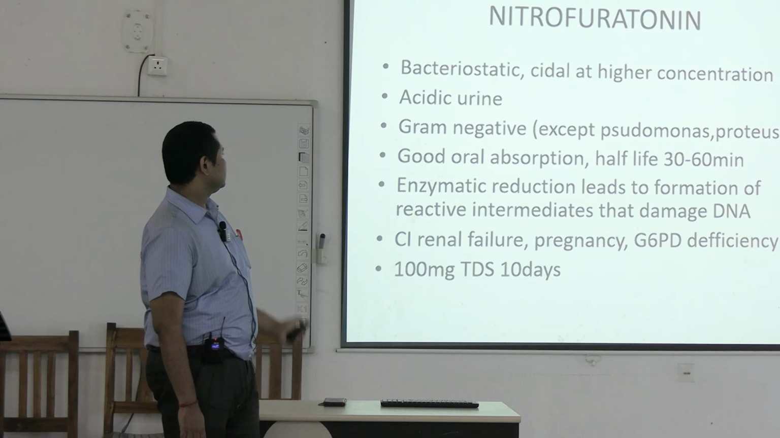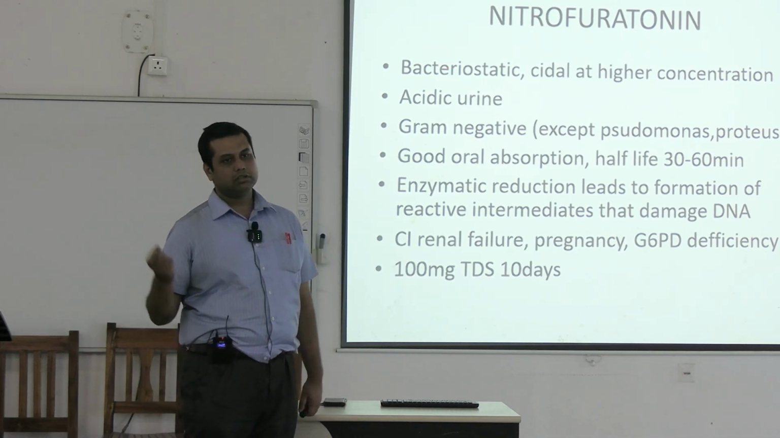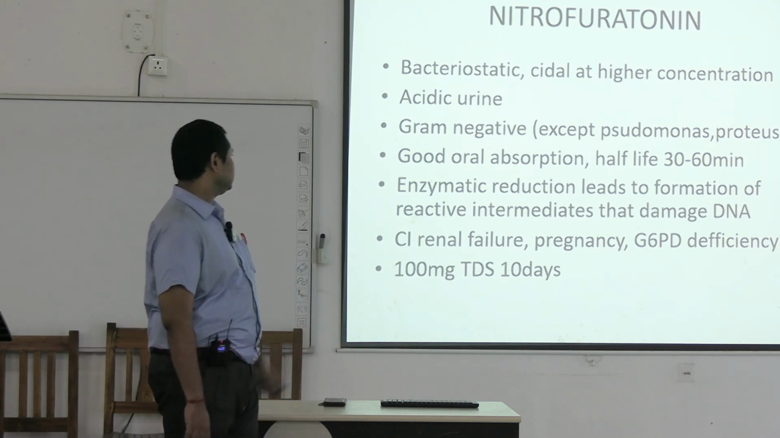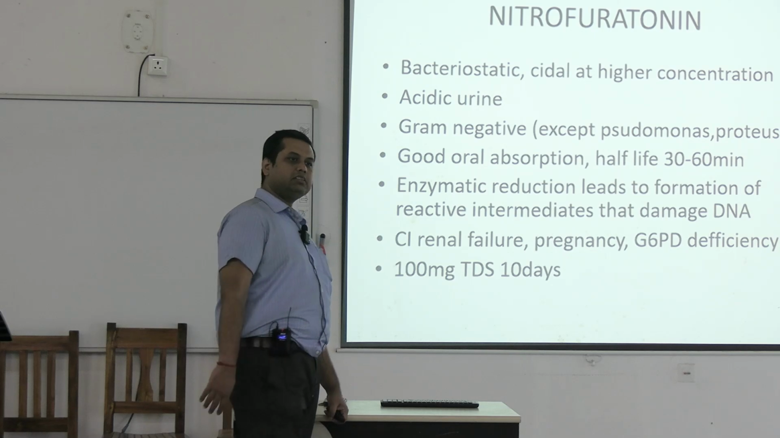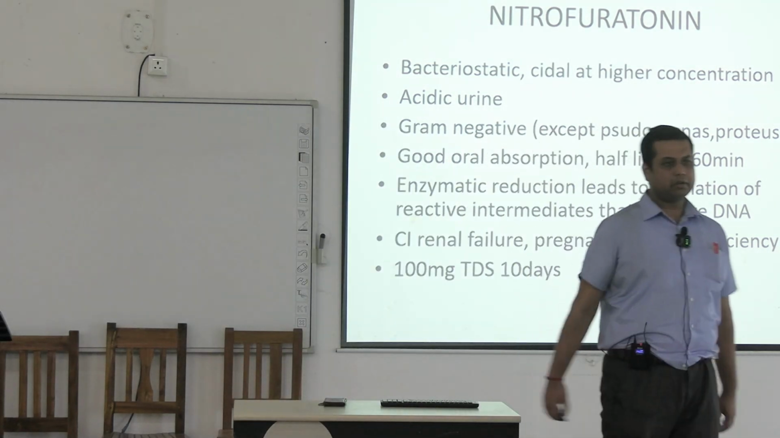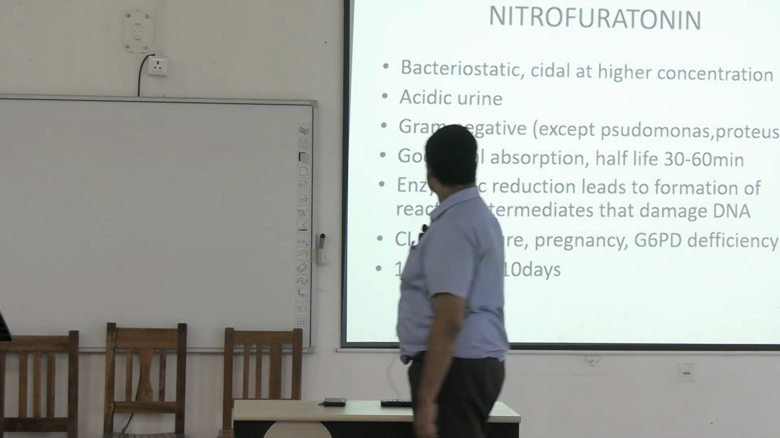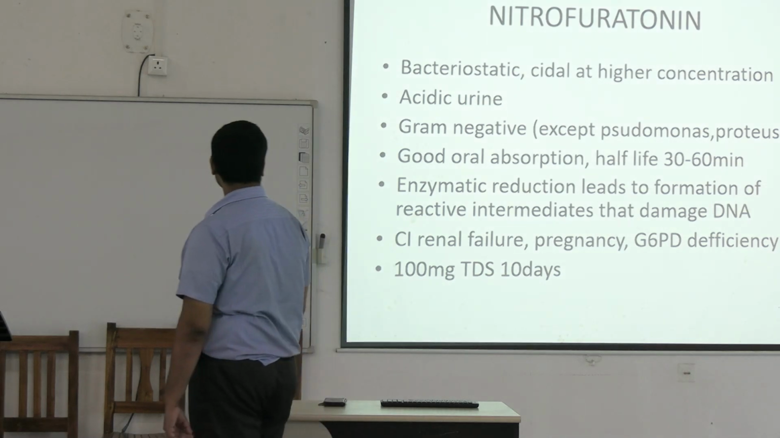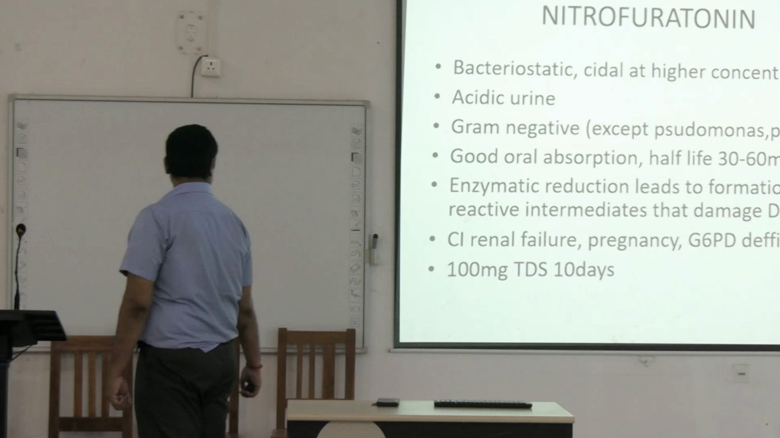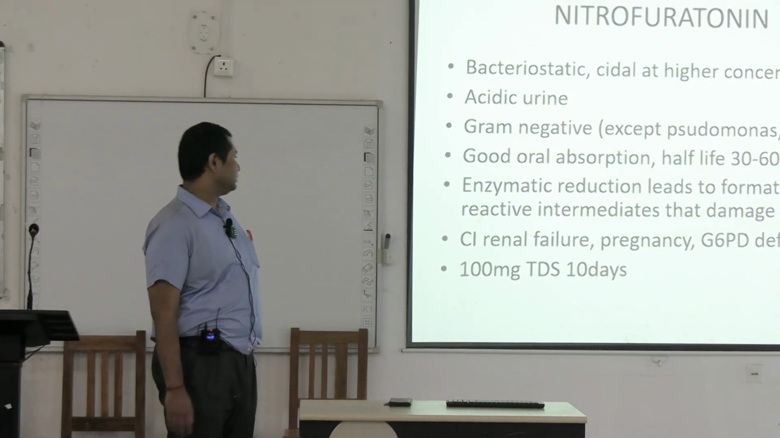So it requires acidic urine for production of this reactive species, then acts against gram-negative bacteria, but there is widespread resistance of the bacteria to nitrofurantoin. Good oral absorption, half-life is 30 to 60 minutes. Contraindicated in renal failure, pregnancy, G6PD deficiency.